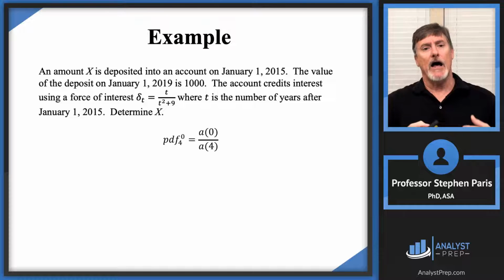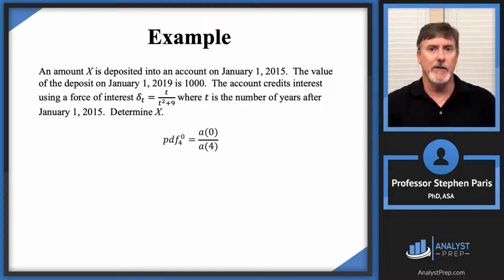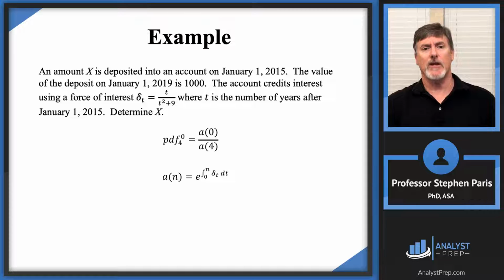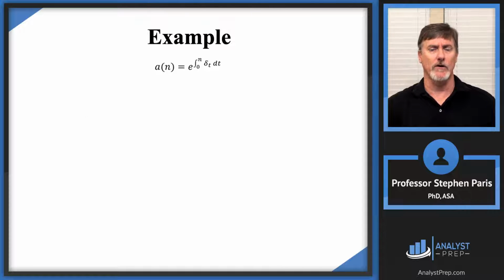Now when you calculate the accumulation function, of course, it depends on what type of interest. How are they telling you the interest is being accrued? In this case, I'm given a force of interest, and so generally I would say, well, then the accumulation function at time n would be a of n equals e raised to the integral from 0 to n of delta t dt. That's just how I recover the accumulation function from the force of interest. So that's how I could write this. So let's focus on that last formula for a second.